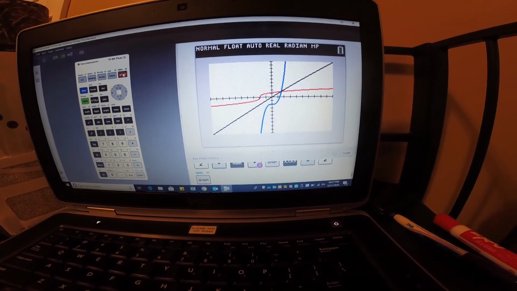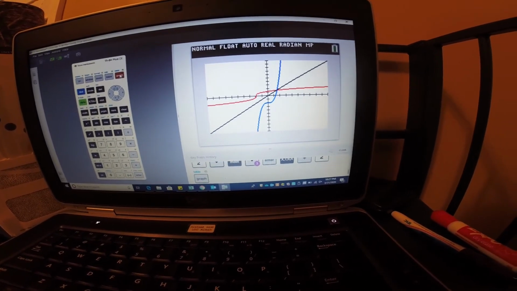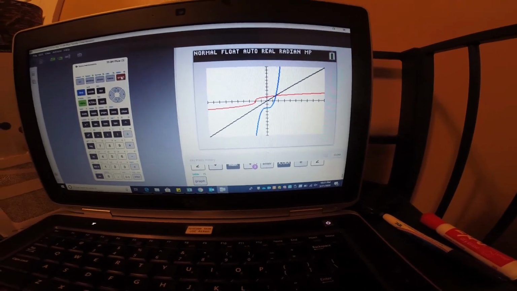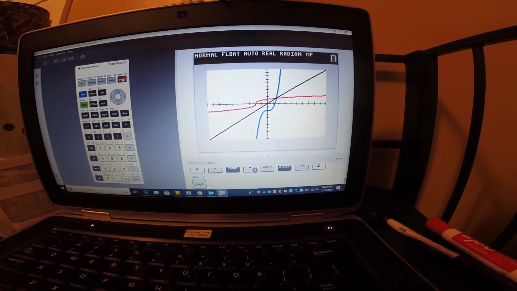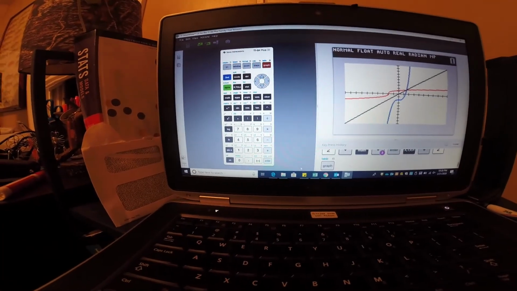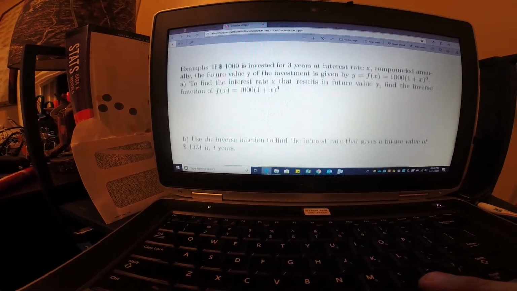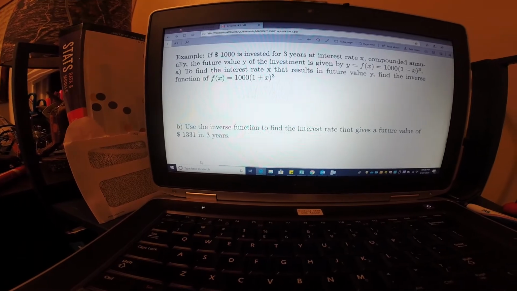That looks like they're reflected to me. I believe they are reflected over that black line. Pretty clear to see. If you disagree, you could check algebraically. You could do f of g of x and g of f of x and make sure they both equal x. Now, the next thing that we're going to move on to is another example. So stay tuned.